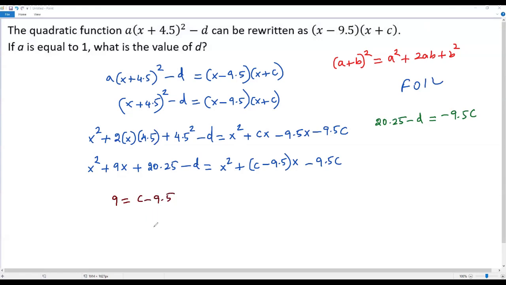Now what I need to do is solve for c. For that, I have to add 9.5 to both sides. When I add 9.5 to both sides, the negative 9.5 and positive 9.5 cancel out. When I add 9 and 9.5, I'm getting positive 18.5 equals c. Now I got the value of c, that is 18.5. Now I can plug in this 18.5 for c over here and solve for d. Let me write. On the right side, for this c, I'm going to plug in 18.5.